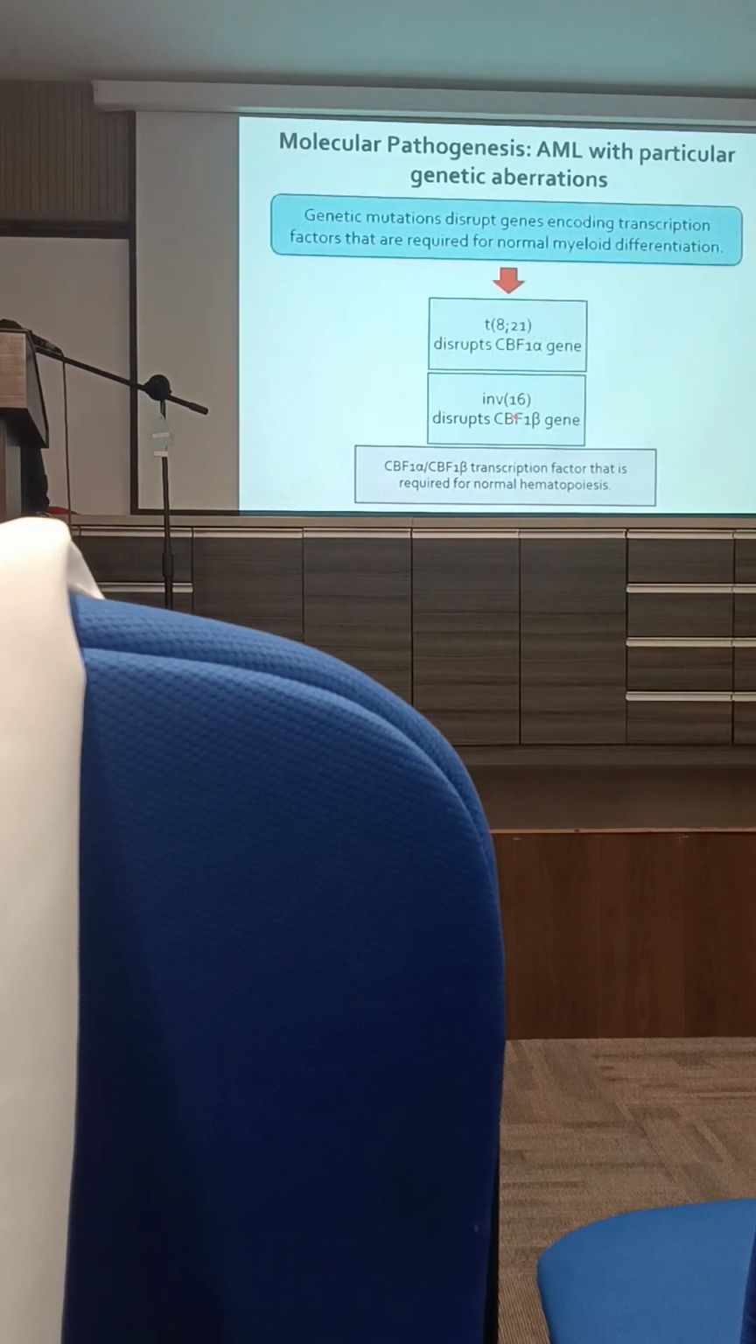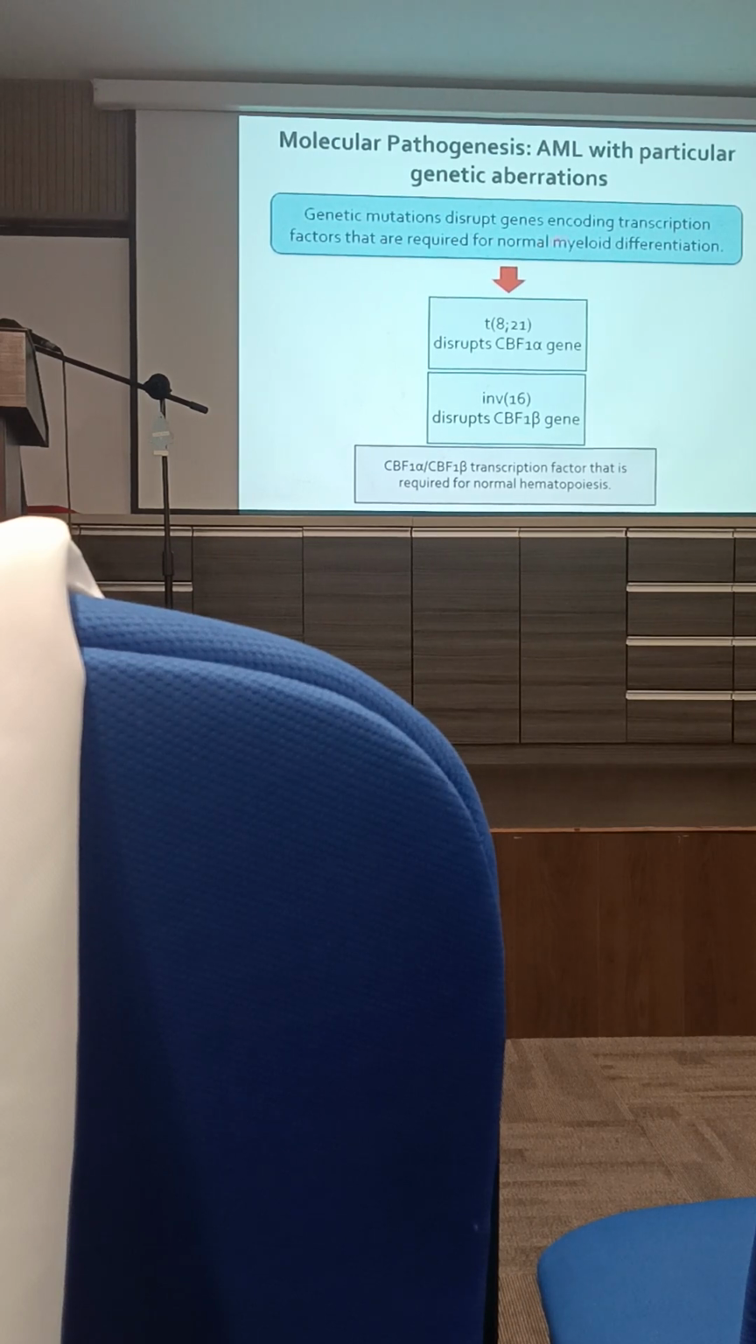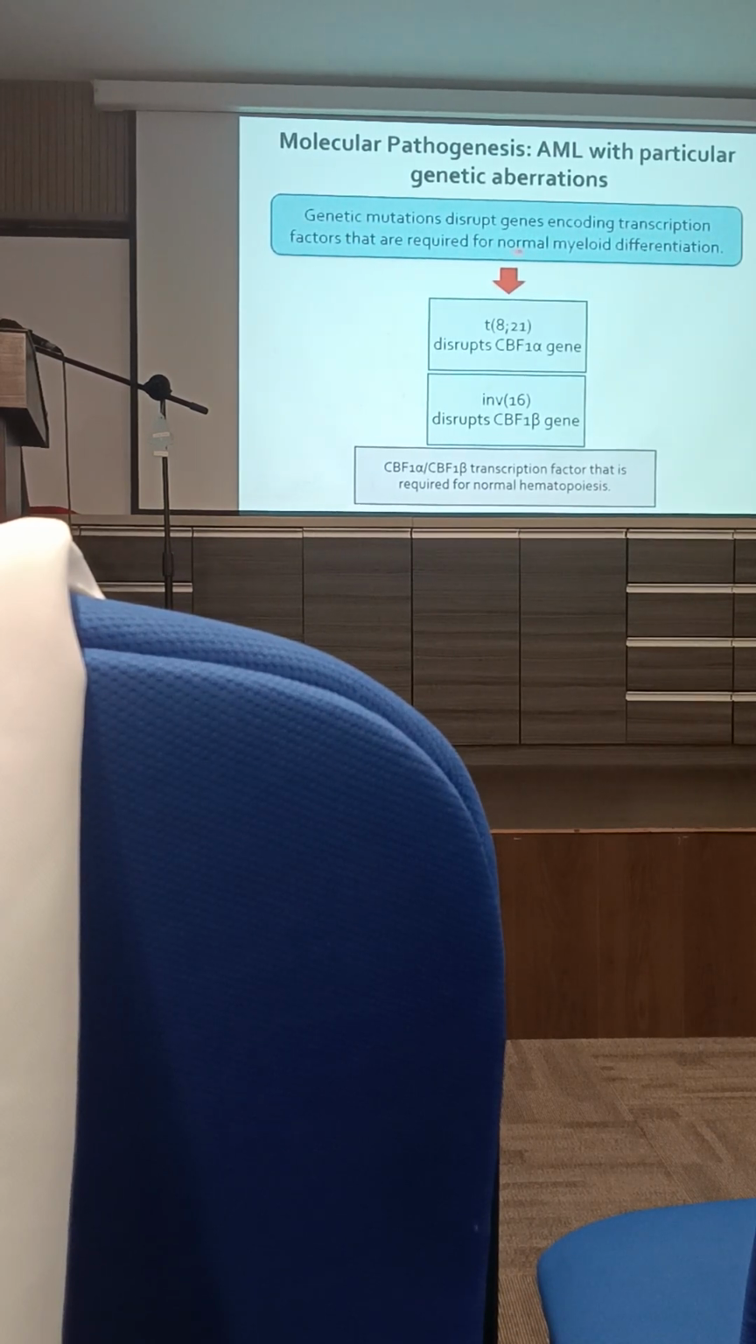Right? Okay, so let's look at some molecular aberrations. Ingat lagi, acquired causes or the pathogenesis of this leukemia, okay, is genetics. Okay, so one of them is this. So some genetic aberrations here disrupt genes encoding transcription factors that are required for normal myeloid differentiation. Okay, so these are the common ones. I tak sebut yang tak common. Okay, translocation 8;21. Okay, so this translocation in the chromosome disrupts this gene, CBF1 alpha gene.